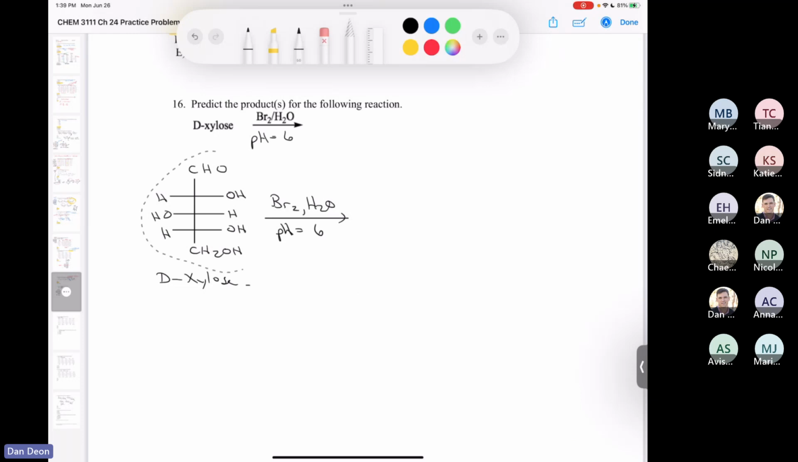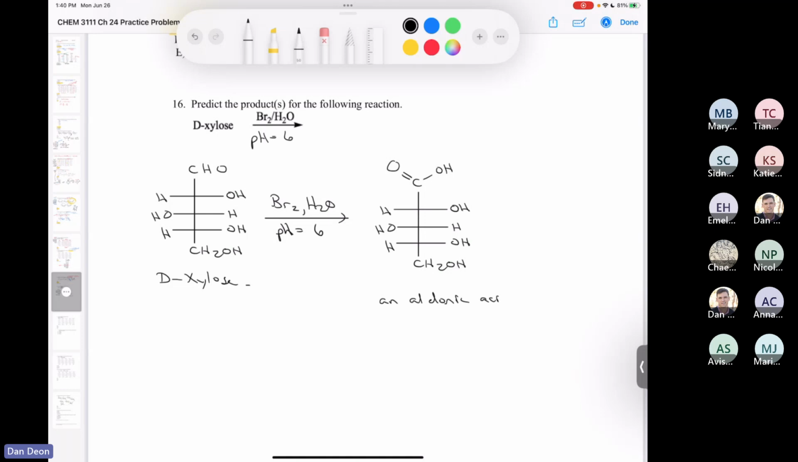So I'm just going to copy this, and I'll paste it over here. And all we do is we oxidize that top carbon from an aldehyde to a carboxylic acid. So we get a carboxylic acid. And remember, when we just oxidize the top carbon, we call that an aldonic acid. Now, if you're wondering what happens when you oxidize this group, you get an alderic acid, and we'll talk about that as well.